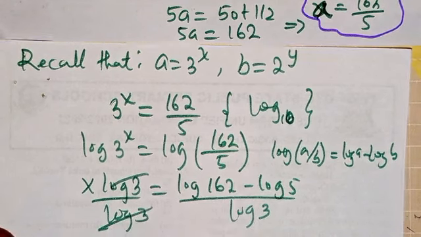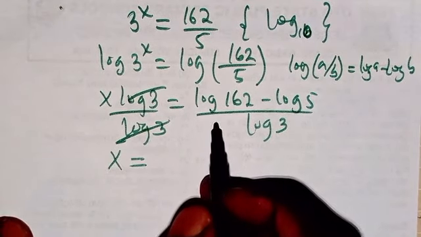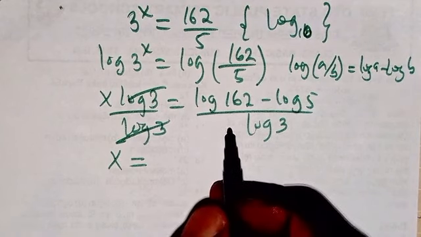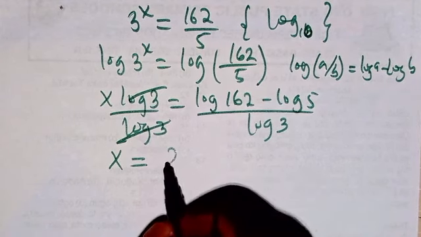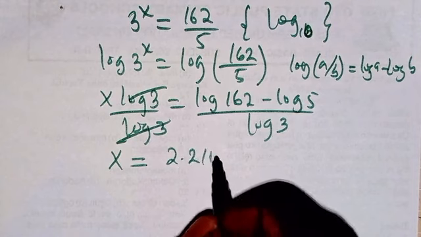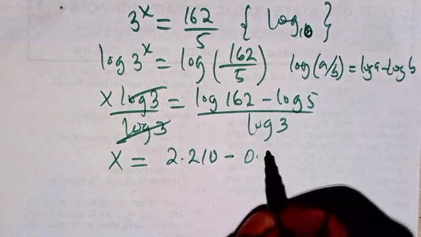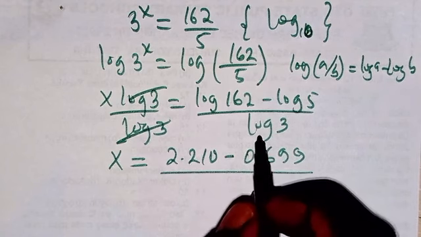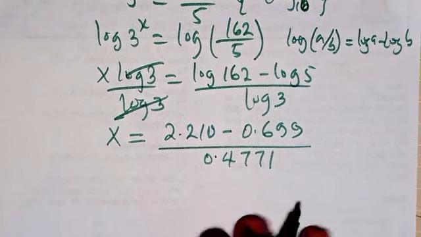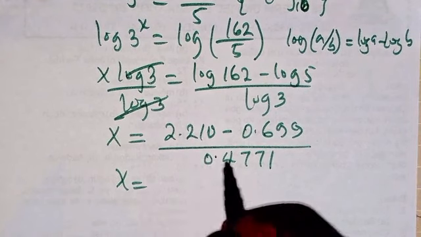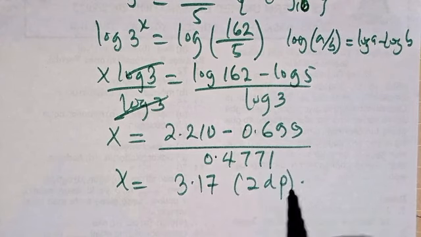right? This will cancel this. So therefore x is now going to be, what is log 162? Log 162 will give us 2.210, minus the log of 5, that's 0.699, then divided by log of 3, which is 0.4771. So now the value of x, when you use your calculator, you're going to have 3.17, approximately to 2 decimal places.